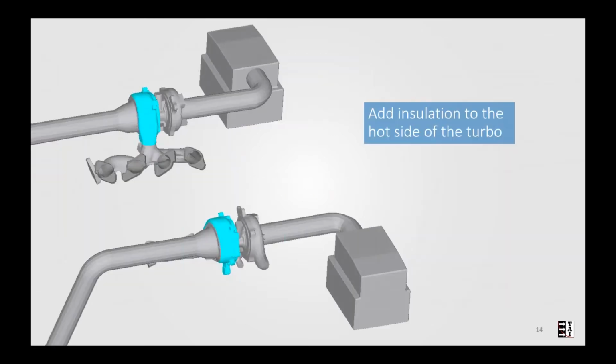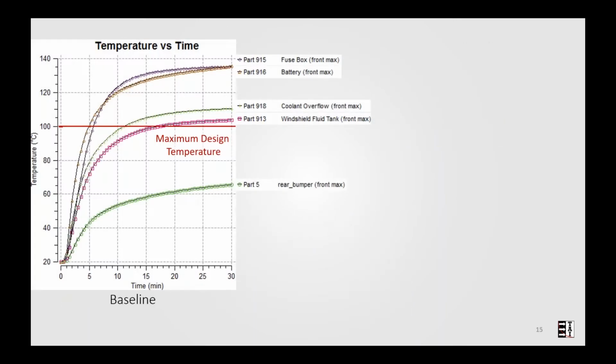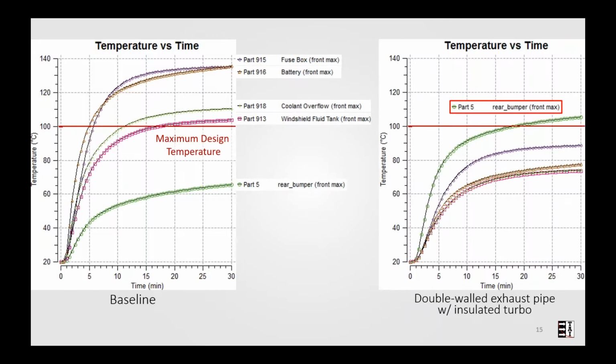So let's also try adding some insulation to the turbo on the hot side. Again, this is simply done by creating a multi-layer part, similar to what I did for the exhaust pipe, and adding the insulation material properties to that part. This model was previously configured to run, again to save some time. So now you'll notice that the parts in question are now well within the design temperature threshold.